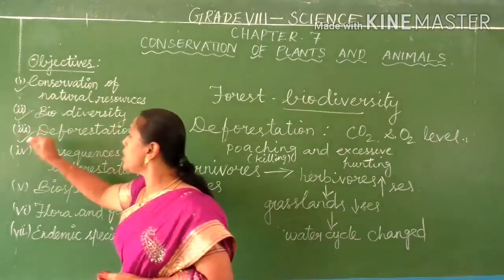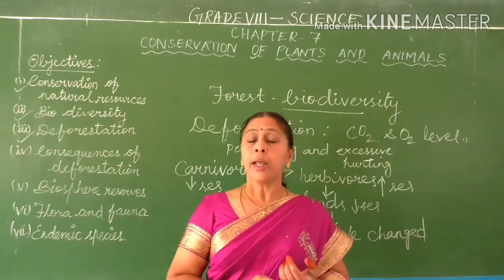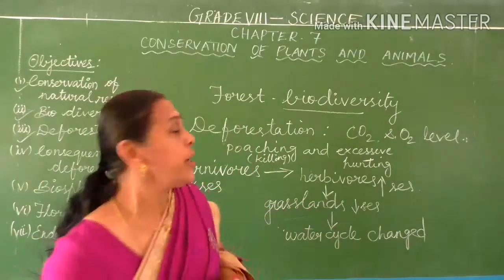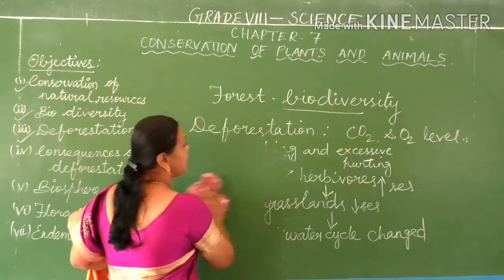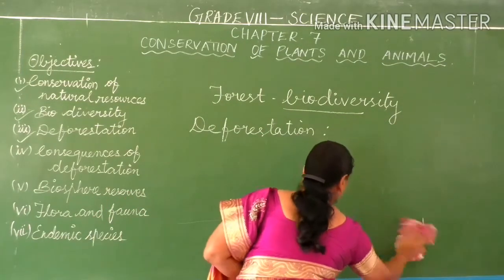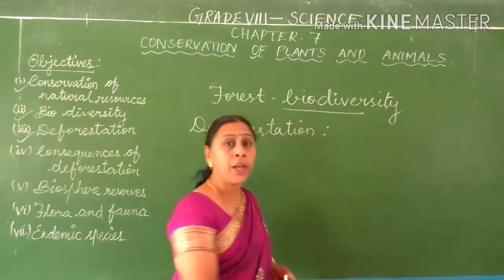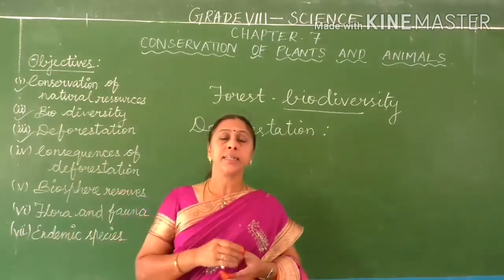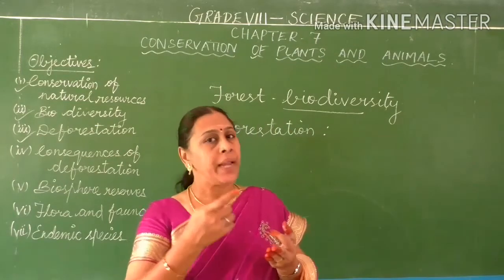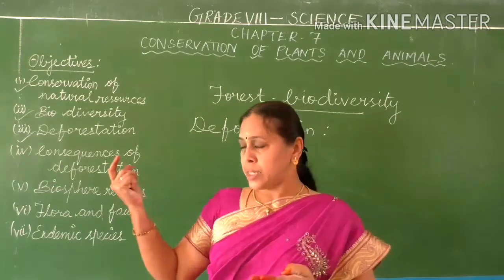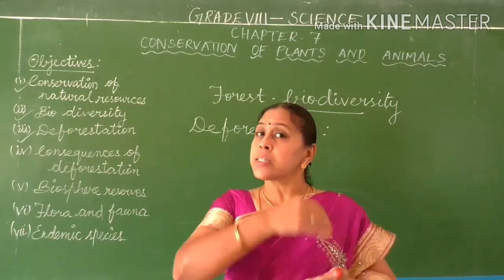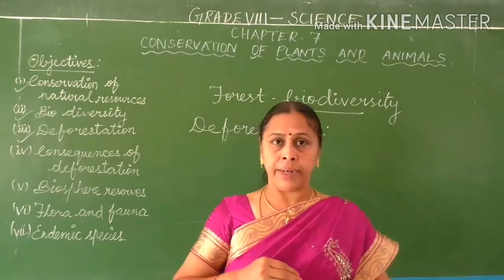Now we saw what deforestation is and what the consequences are. What we saw was done because of human activities: loss of living habitat, the water cycle was affected, then desertification, the carbon dioxide and oxygen levels are not maintained, and the food chain is affected. Everything is because of human activities.